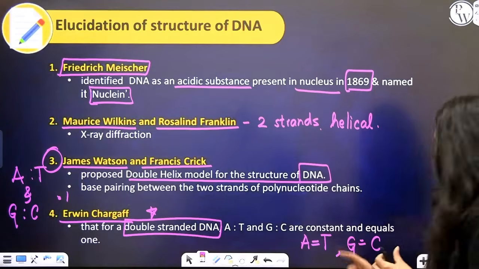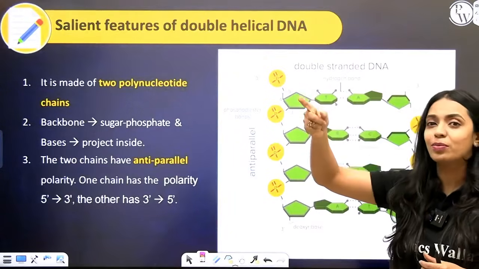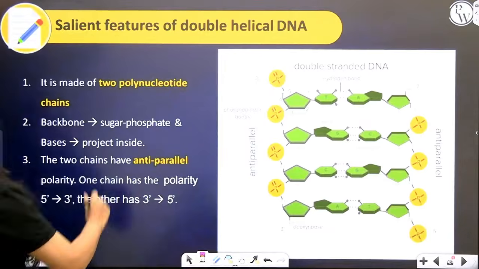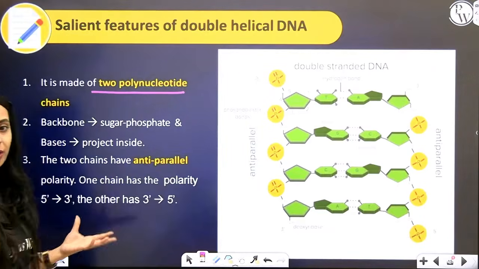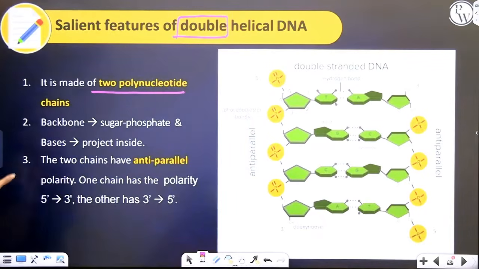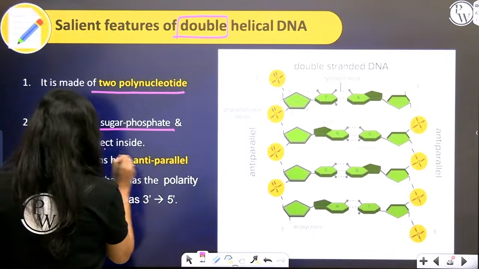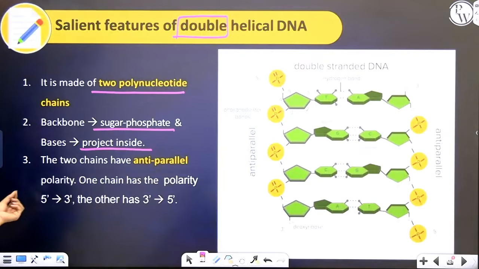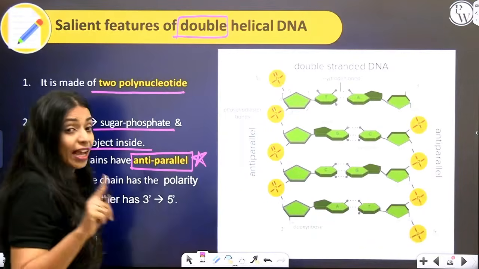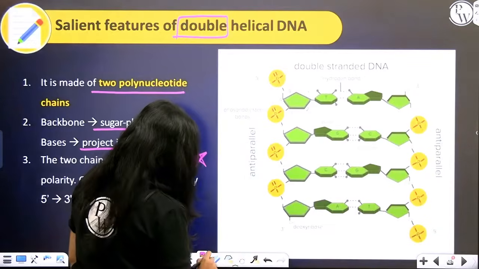Okay, now let's move on and learn about what exactly are the salient features of the double helical model of DNA that was proposed by Watson and Crick. Clearly, it is made up of two polynucleotides, right? That is why it's called double helical. The backbone, like we already know, is composed of alternating sugar and phosphate units, and the bases project inside. The two chains have anti-parallel polarity. This is one important thing that you'll have to remember and also understand very well. So what happens here is, there are four nucleotides that are given.